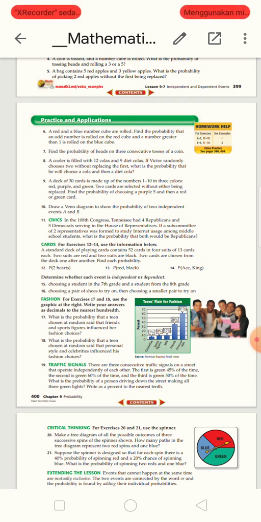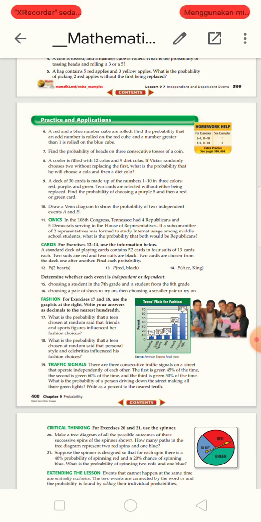Exercises. A standard deck of playing cards contains 52 cards in 4 suits of 13 cards each. 2 suits are red and 2 suits are black. 2 cards are drawn from the deck, one after another. Find each probability. Determine whether each event is independent or dependent.